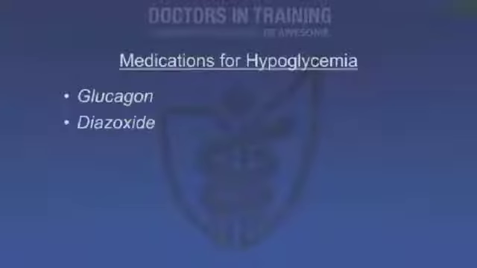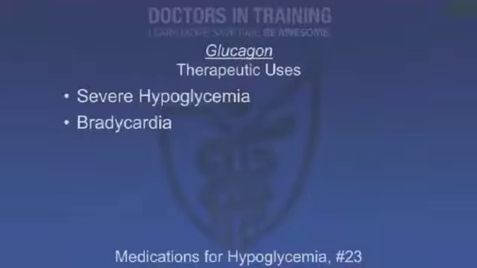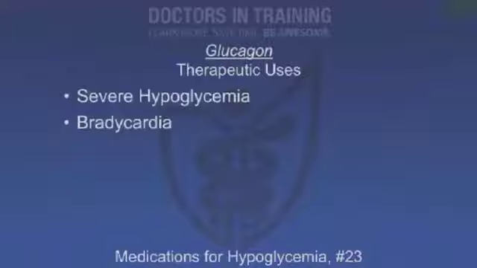Now, if you do have hypoglycemia, there are 2 treatment options, glucagon and diazoxide. So glucagon is sometimes used for hypoglycemia, usually for emergency treatment. If they can't take an oral feeding or for some reason you can't get IV access and give them IV glucose. Glucagon comes as an injection kit, and you can give an injection of glucagon. Glucagon is also used for bradycardia, and we'll talk about that in a moment.